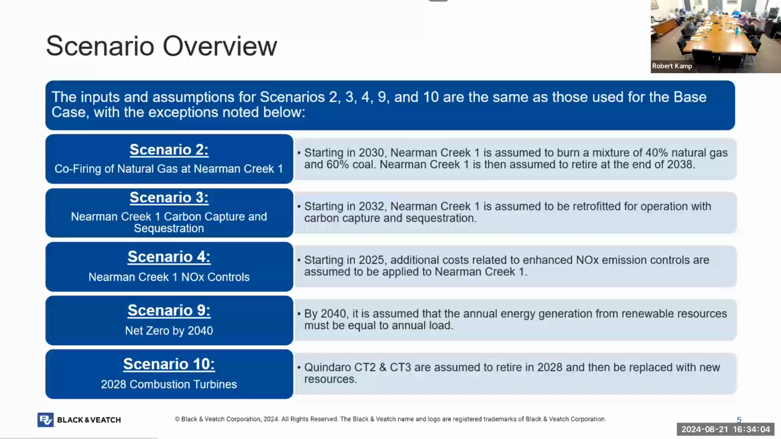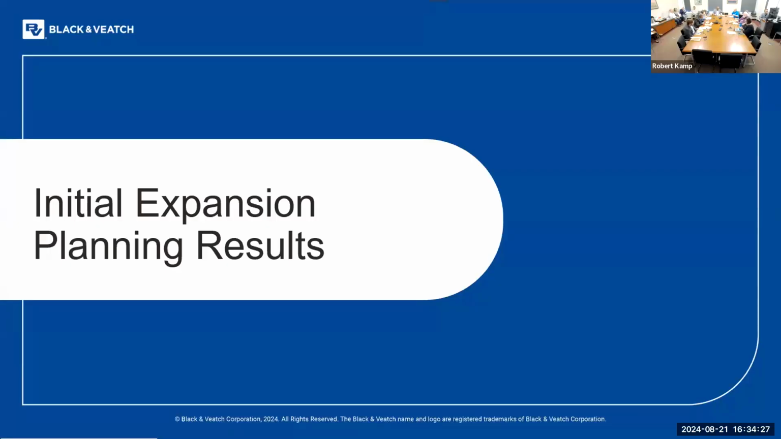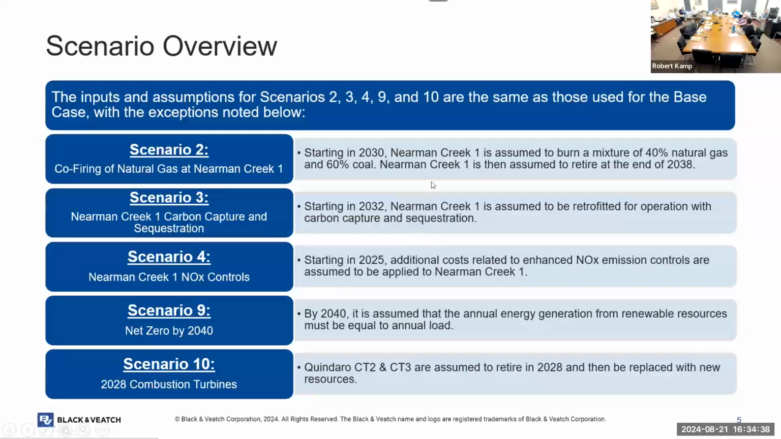Before we move on, it's probably worth taking a few minutes to talk about some of the terminology when we discuss these cases. When we talk about the model making decisions, and we talk about forced or allowed decisions, a forced decision is something that the modeling team has worked together and come up with a condition that we manually entered into the model to define a particular scenario. For example, in scenario 2, we look at the co-firing of natural gas at Nearman Creek 1. That is a forced decision. It's a given condition to define that scenario. Choice that we allow the model to make on its own. We'd say, on this date, the operation of the plant will change in a certain way because that's what we want to evaluate.